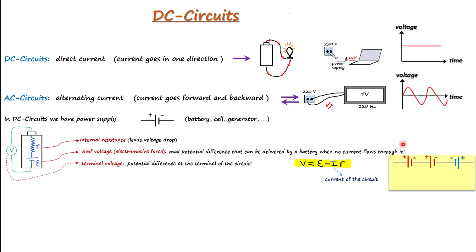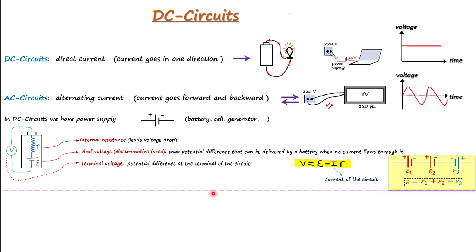So let's call the EMF voltage the first one, epsilon 1, second one, epsilon 2, and the third one, epsilon 3. So the net EMF is epsilon 1 plus epsilon 2, they are in the same direction, and then we have minus epsilon 3. Okay.